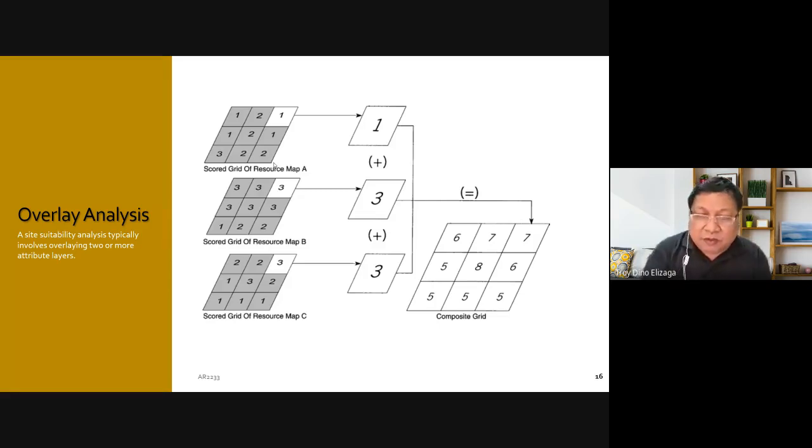So this can be for one criteria, maybe about noise. Second criteria maybe about something else, and then something else. The idea is that when these are merged, their scores also merge. So, for example, in this corner here, which is highlighted, the scores are 1, 3, and 3. Therefore, in the composite grid, when everything is combined, the score is now 7. Okay, so this is one way of scoring.